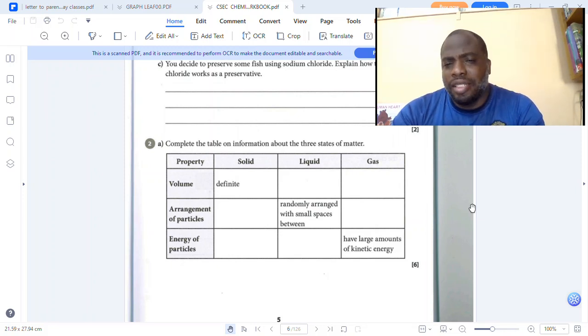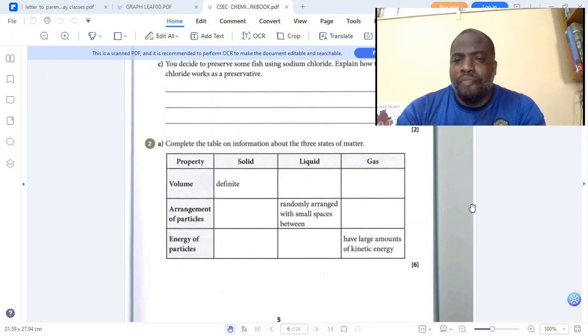Now the volume of a gas varies based on the fact that gases tend to fill their container. And so if you move it from a smaller to a larger container, the volume will increase because it's going to fill the container. Right?